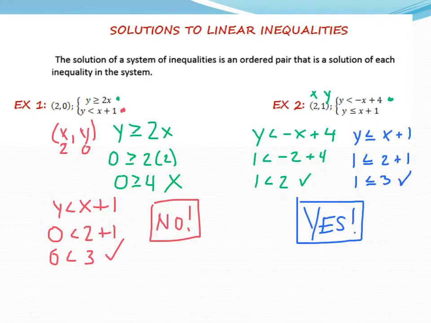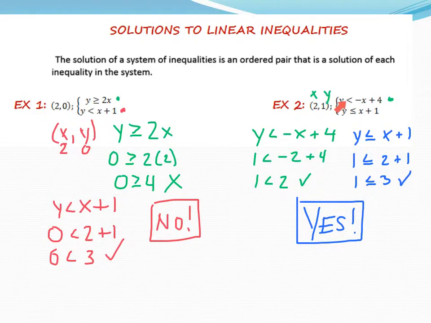All right, let's test your solution here. Again, I had the point of 2, 1 and two inequalities: y is less than negative x plus 4, and y is less than or equal to x plus 1. I took my solution of x and y, and looked at 2 as my x and 1 as my y.